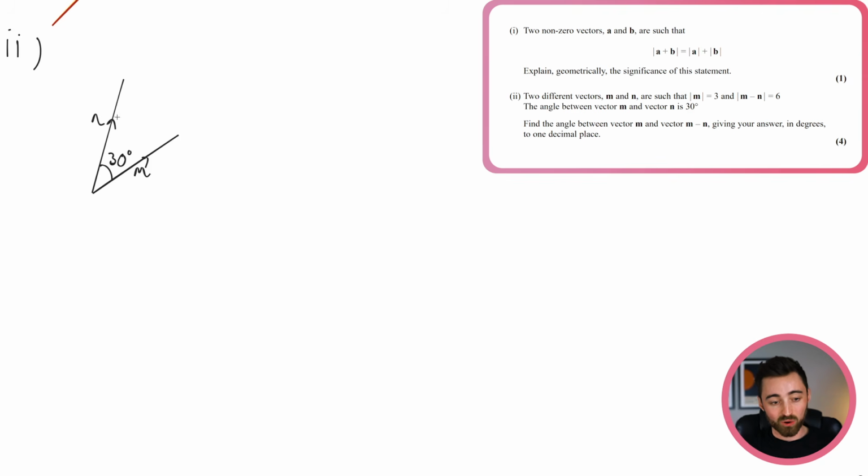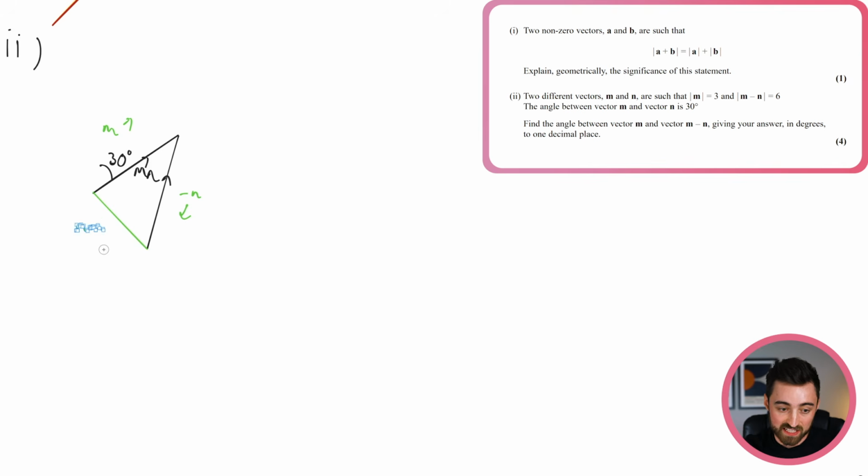So what I can do is put n so that it starts at the end of m. Because then think of the journey here. I could go m, which takes me from here to here, and then minus n, which goes the other way, right? So essentially the vector m minus n is just the vector taking me from here to here. It's just start point to end point, isn't it? So this here is the vector m minus n. We're told that the size of this vector here is 6, right?